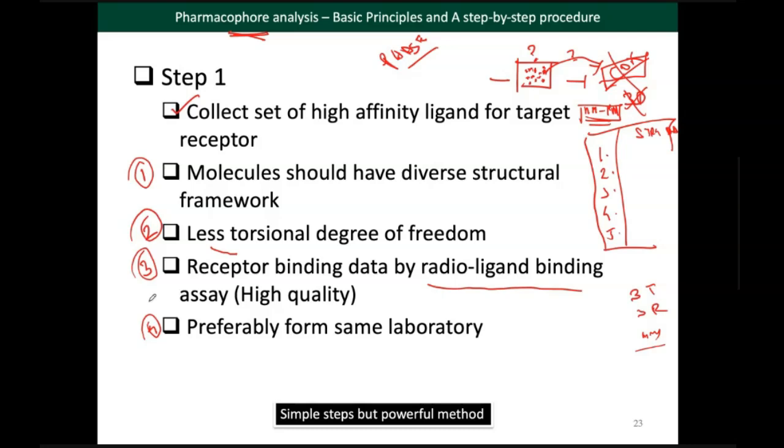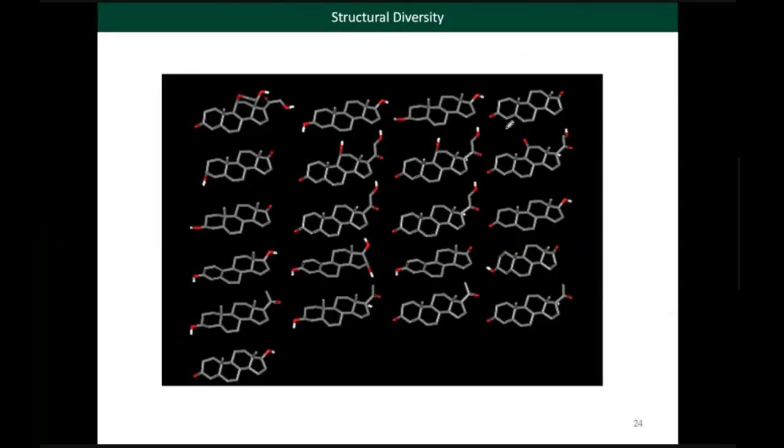So in order to avoid that, we should prefer data from the same laboratory. Those are the considerations. So this is a data set, right? Here, if I ask whether the structures given in this image are structurally diverse or not, they're not diverse. So we should not choose a data set like this.